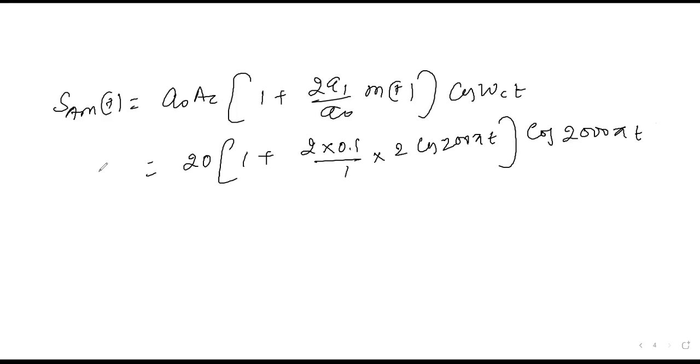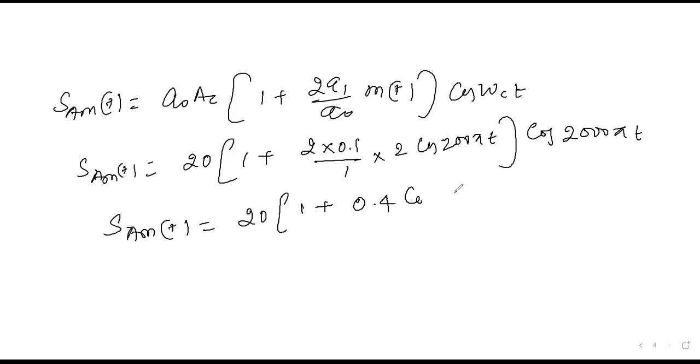This is the AM signal. So the equation of the AM signal becomes, my dear friends, 20 into 1 plus 0.4 cos 200 pi t, into cos 2000 pi t. Got it?